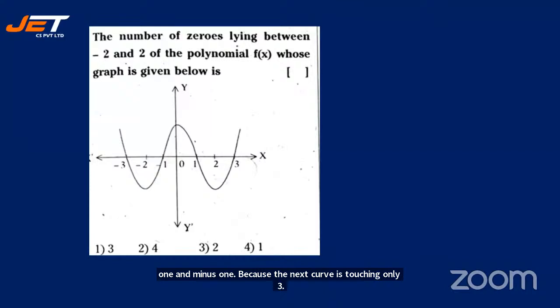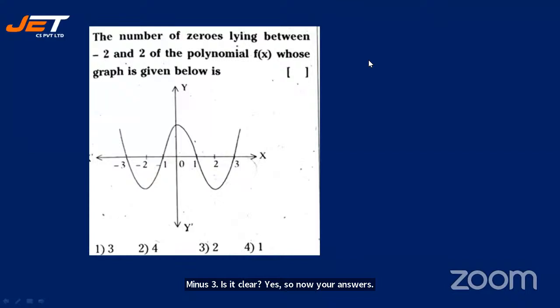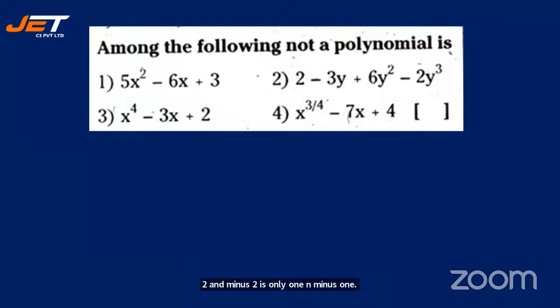Is it clear? Yes. So now your answers must also be correct. Let's see. It is option 3. Many are giving me the right answer. Yes, it is option 3. How? What is between 2 and -2 is only 1 and -1, which is 2, isn't it? Yes. See the next question.